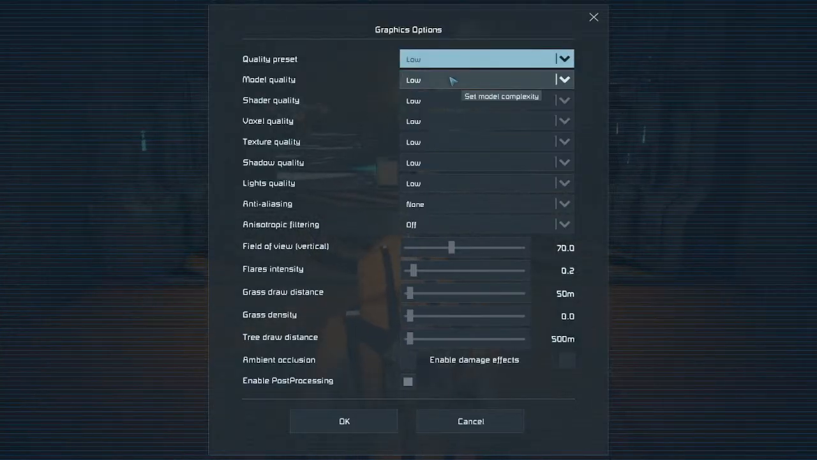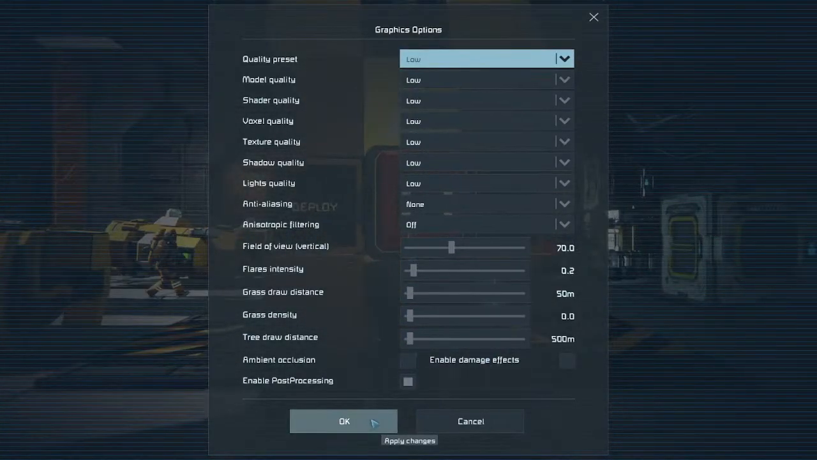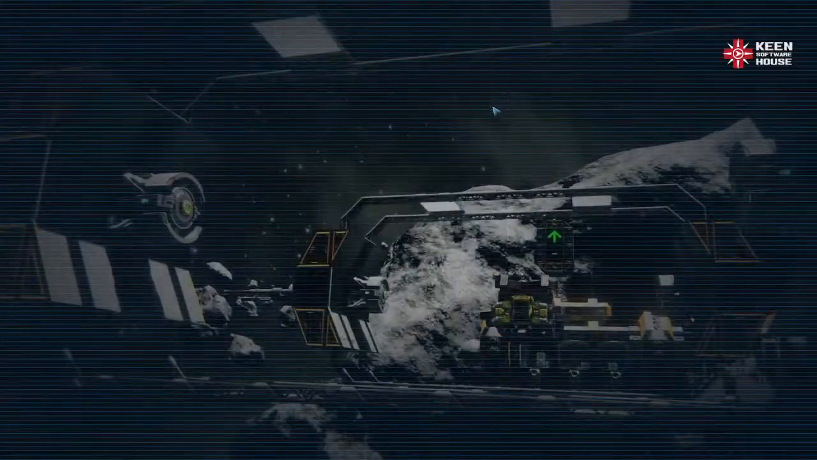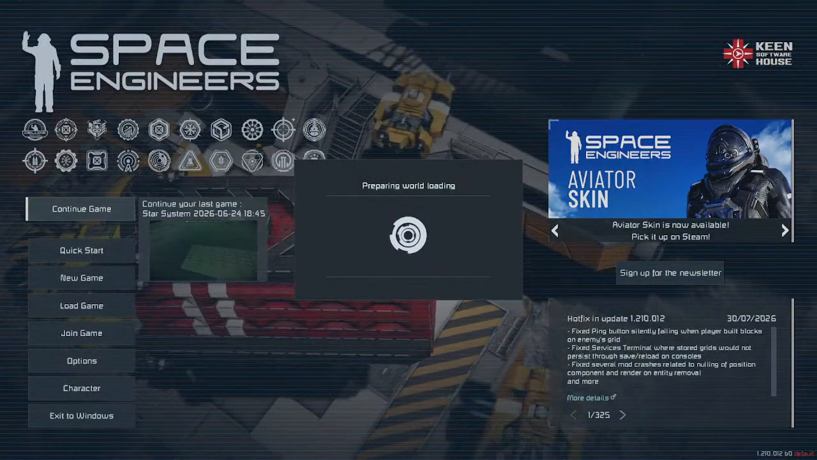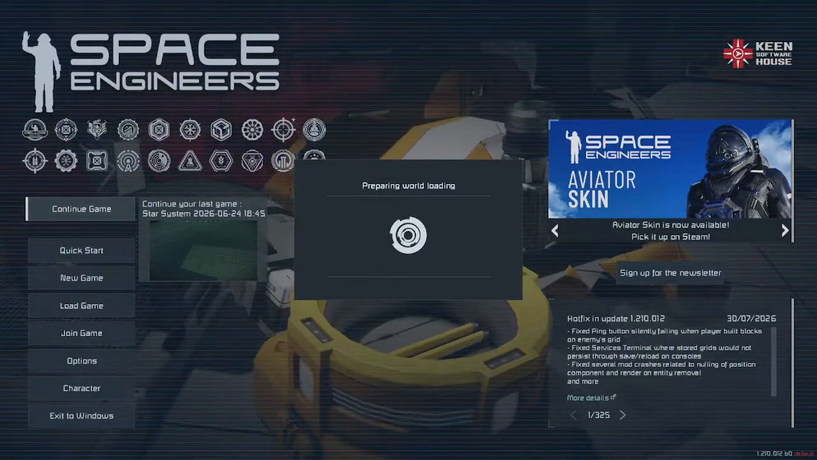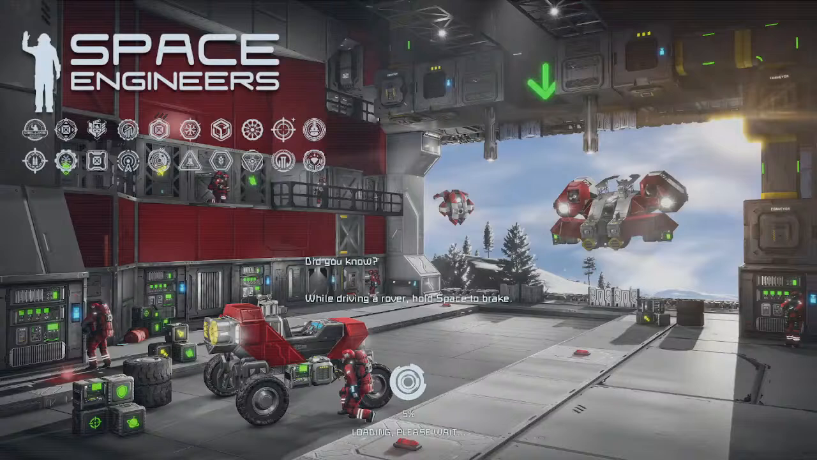Okay. Quality preset: low. Okay, let's hope that works. Continue game. Hopefully it doesn't crash the graphics driver again. I didn't anticipate it to do that. Oh well.